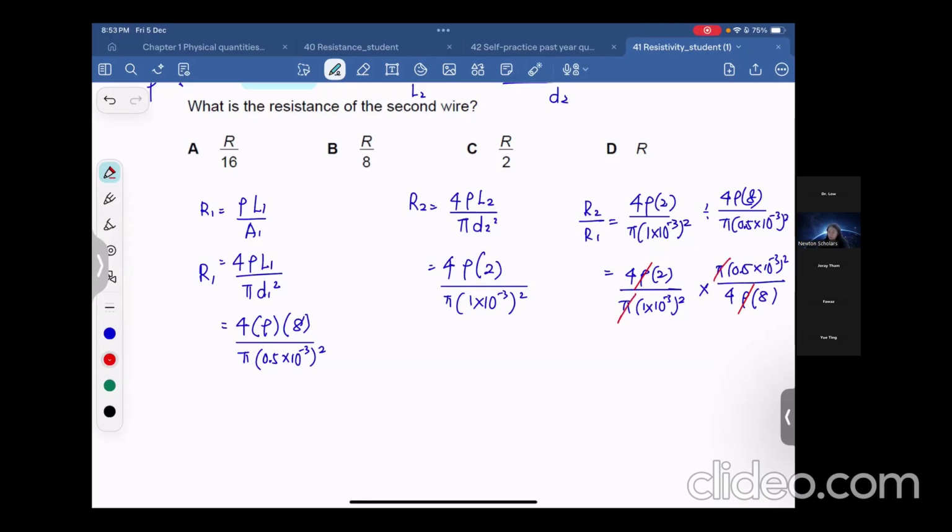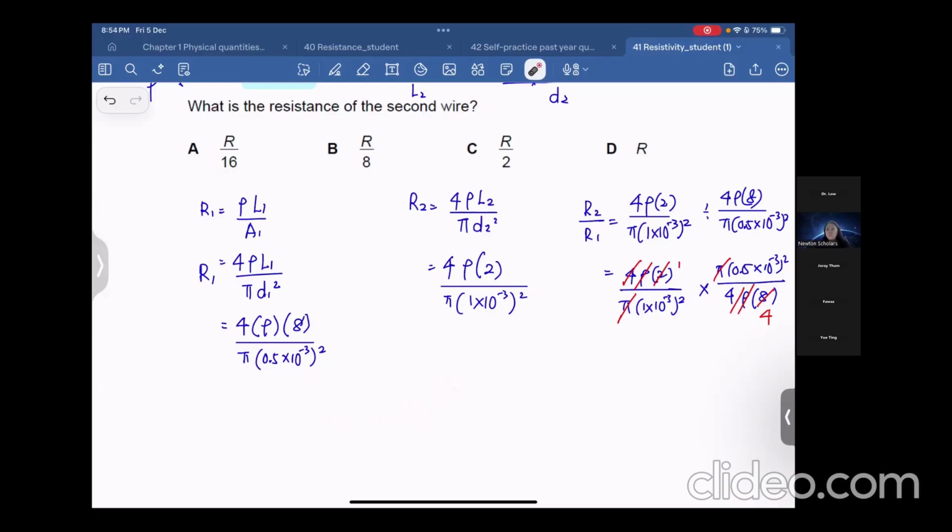Pi and pi can cancel out. 4 and 4 can cancel out. Then after that, you just press your calculator like this. Or if you want to simplify again, this one becomes 4. Then you calculate it and tell me what is the answer. I went through until this step because I want to tell you how to solve this kind of question. It always comes out in whatever chapter, not only this chapter, other chapters also ask questions like this. The best way for me to solve is to use ratio.